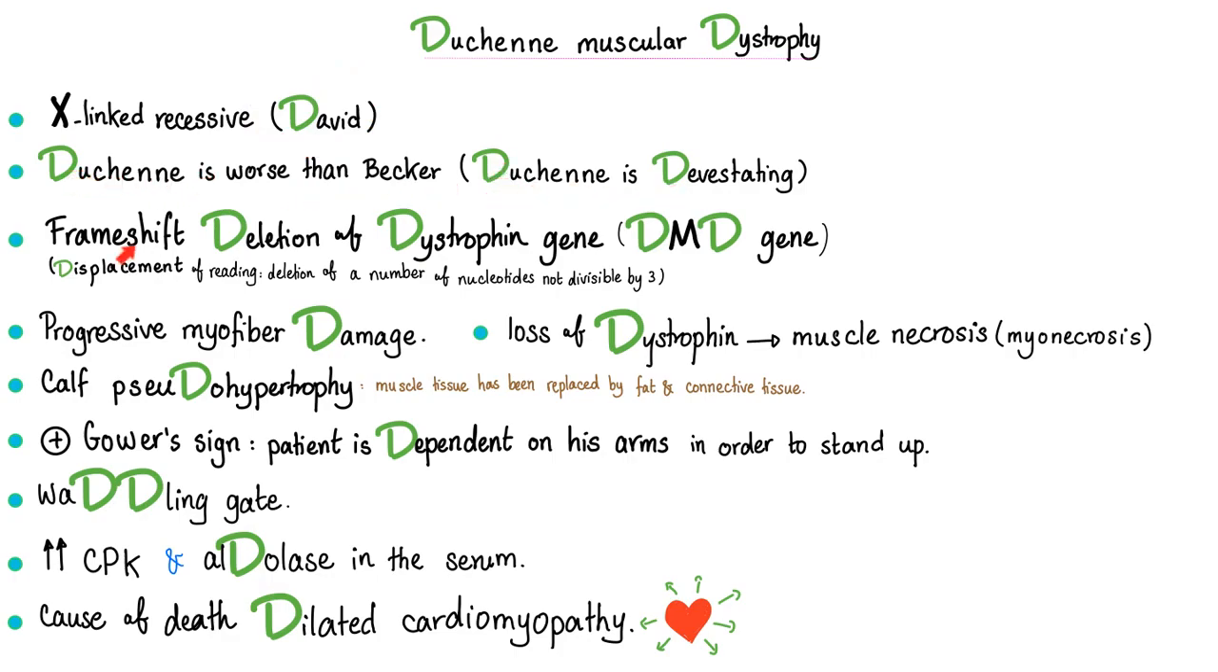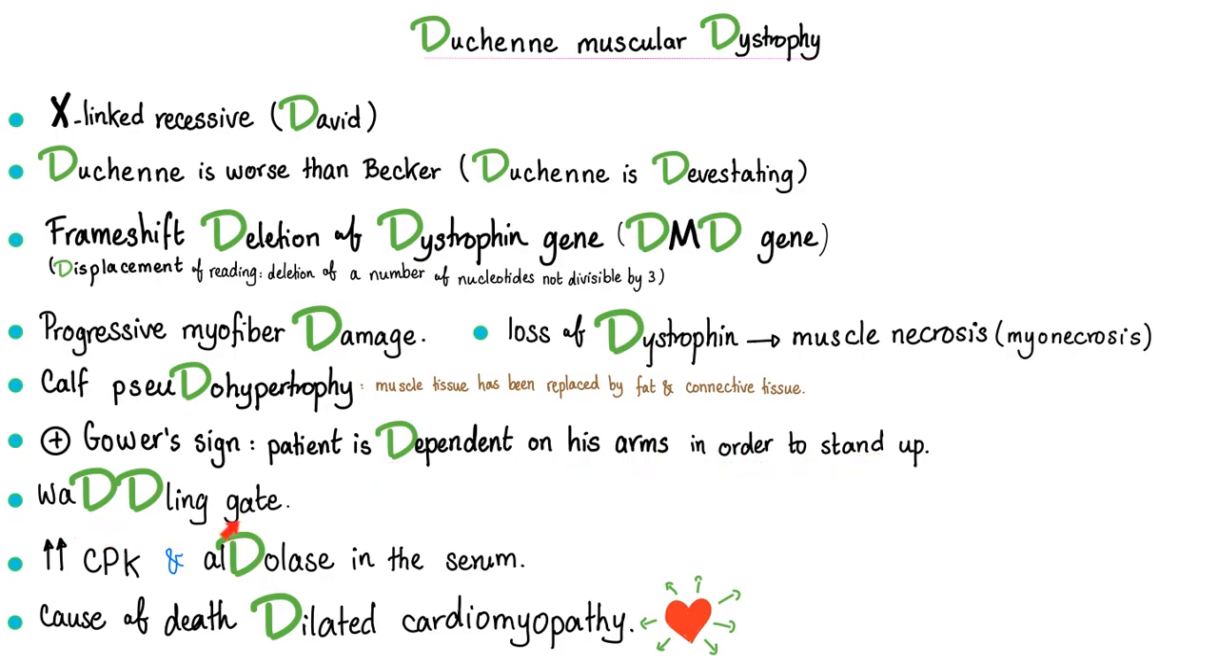Duchenne is devastating. Frame shift deletion of the dystrophin gene, also known as the DMD gene. Why did they call it DMD? Because it's called Duchenne muscular dystrophy. Doofus. Progressive myofiber damage. Loss of dystrophin will lead to myonecrosis. Calf pseudohypertrophy, which causes the positive Gower's sign. The patient is dependent on his arms in order to stand up.